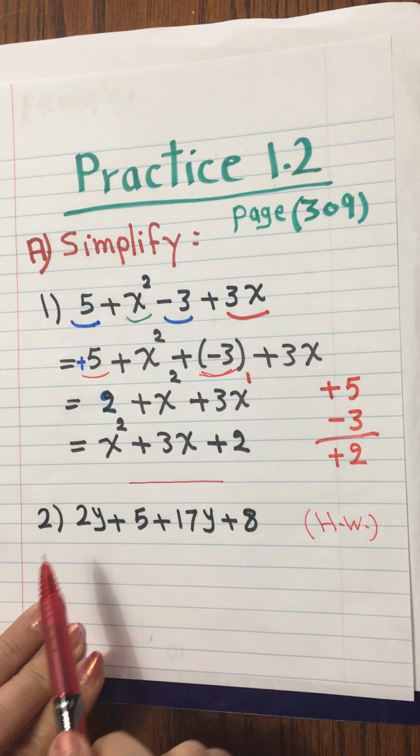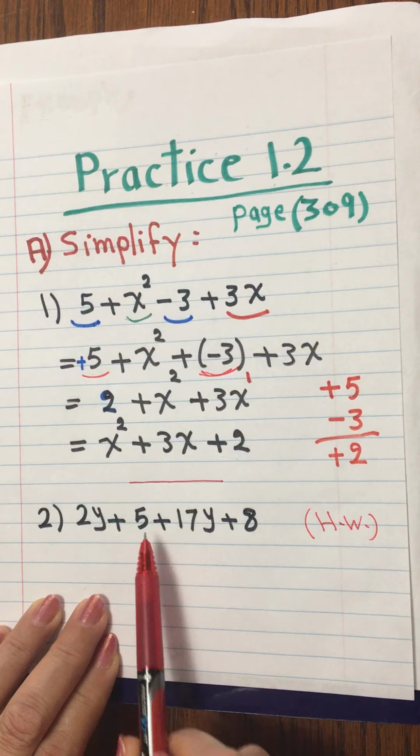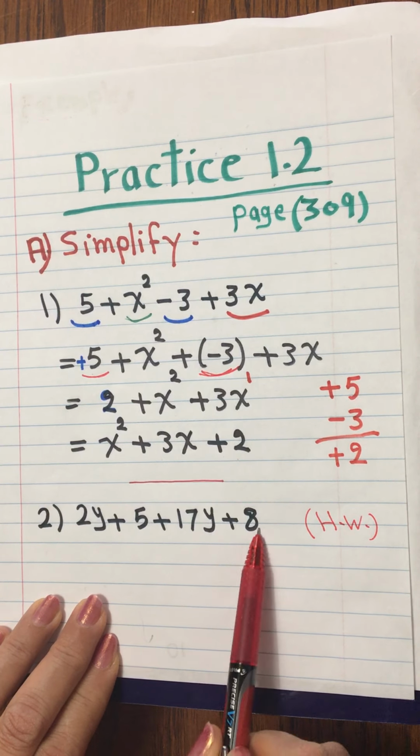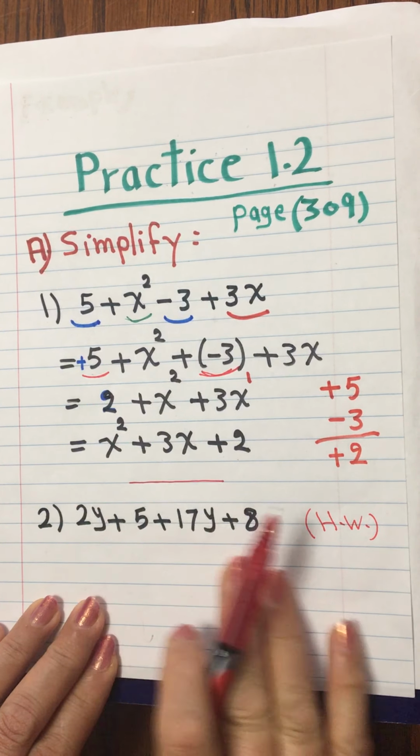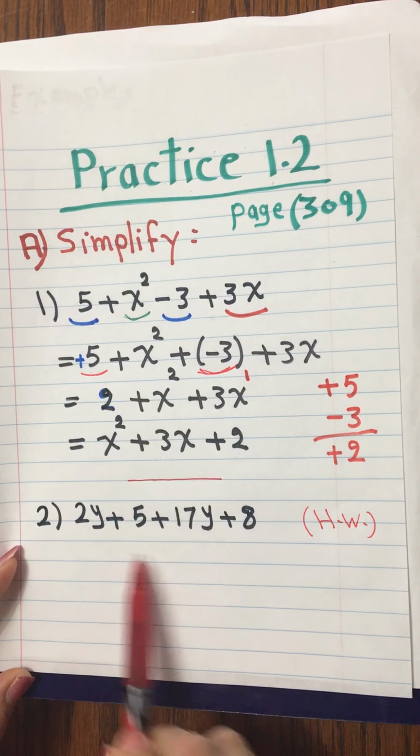2 is your homework, and I think, guys, it's clear. 2y plus 5 plus 17y plus 8. So we just simplify it. First, find out how many terms, 1, 2, 3, 4, and then simplify.